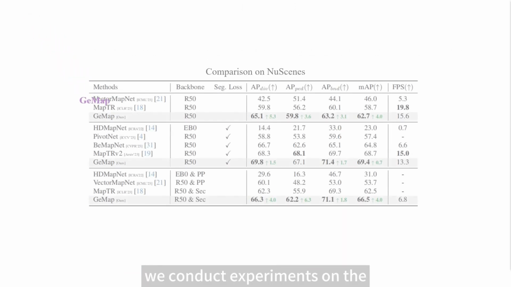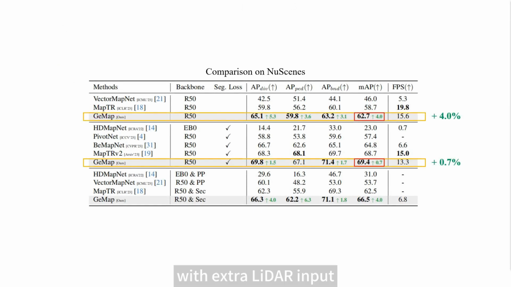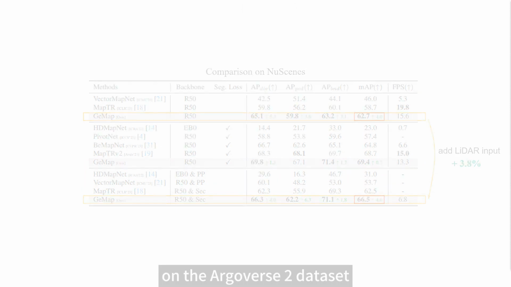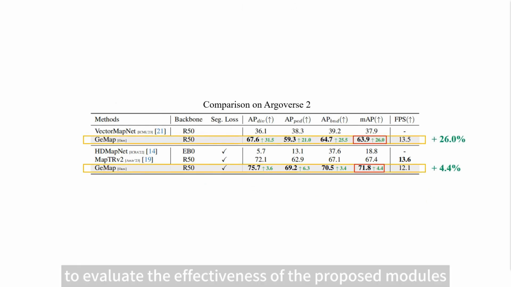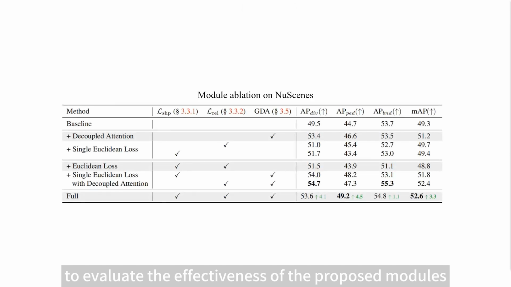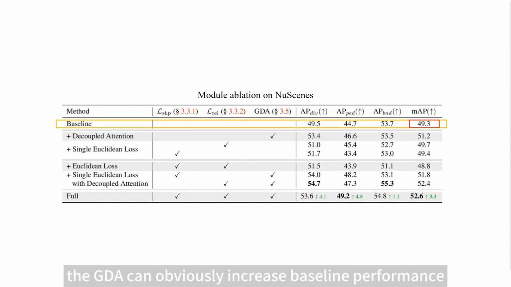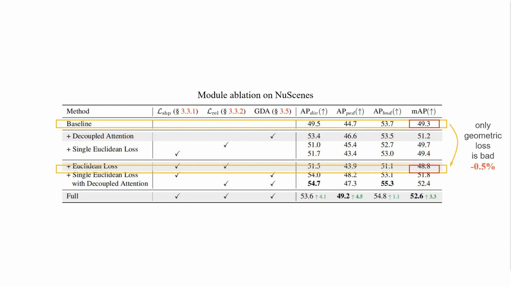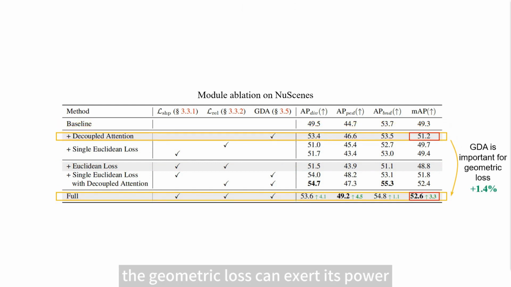We conduct experiments on the nuScenes dataset and obtain state-of-the-art results. With extra lidar input, our method can enjoy an extra bonus. On the Argoverse 2 dataset, our method also shows extraordinary performances. To evaluate the effectiveness of the proposed modules, we do ablation studies on the nuScenes dataset. The GDA can obviously increase baseline performance. However, only adopting geometric loss might be a bad idea. Only by cooperating with the proposed GDA, the geometric loss can exert its power.